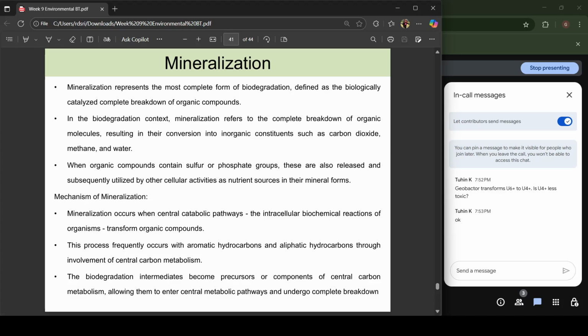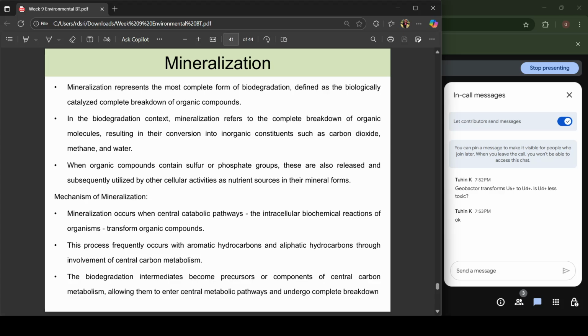When organic compounds contain sulfur or phosphate, they are also released and subsequently utilized by other cellular activities as nutrient sources in their mineral forms. Like DNA synthesis needs phosphates, or ATP, which is adenosine triphosphate, and sulfur is required for some other cellular activities. So they are completely utilized in that case, they are not left. The process where nothing is left over, everything goes back as carbon dioxide, water, or other consumable molecules, is mineralization.